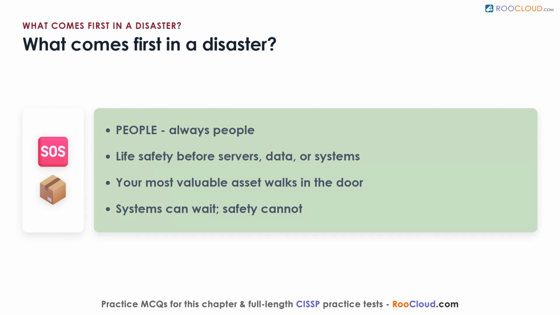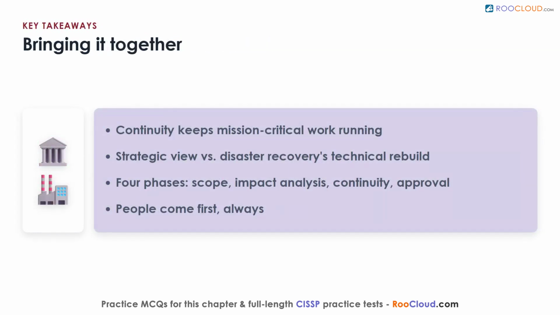Someone's safety cannot. So let's bring it together. Business continuity planning keeps the organization running through an emergency by protecting mission-critical work. It takes a strategic, high-level view, while disaster recovery handles the tactical, technical rebuild. The process moves through 4 phases: project scope and planning, business impact analysis, continuity planning, and plan approval and implementation. And through all of it, people come first. Get these foundations right, and the rest of this chapter will build cleanly on top.